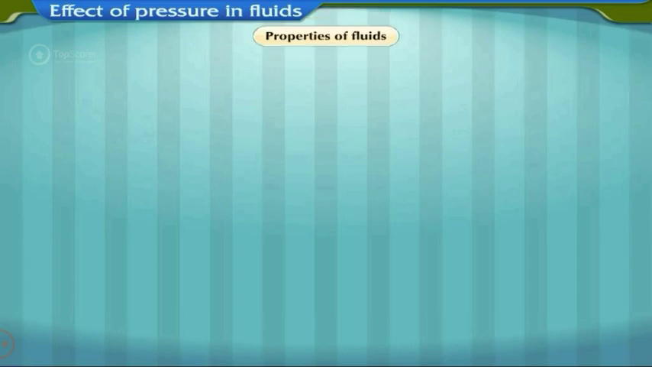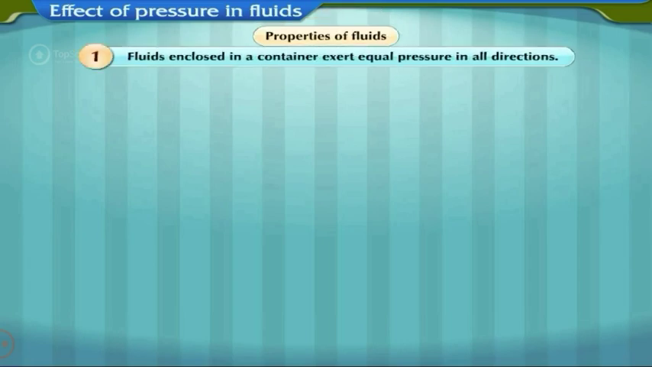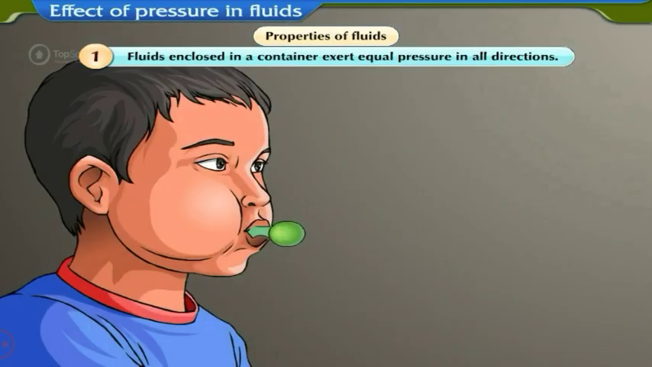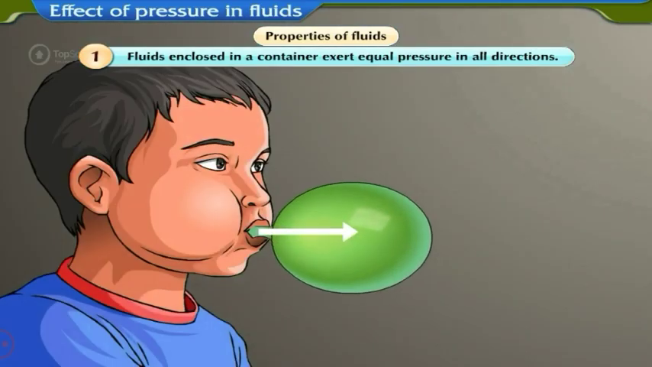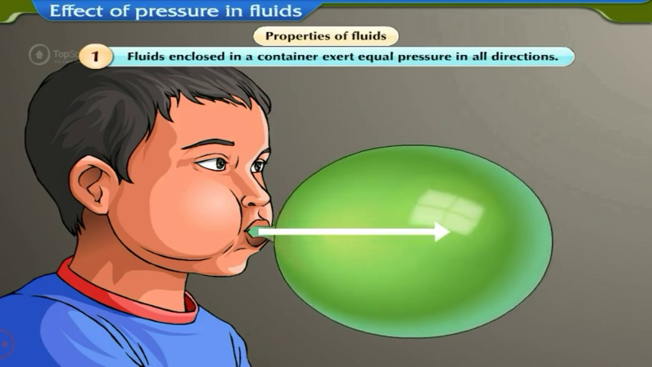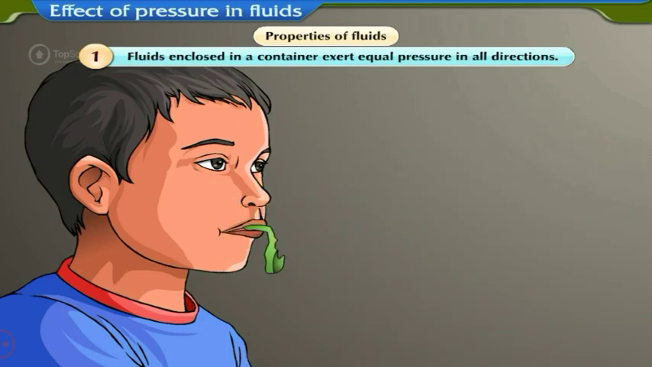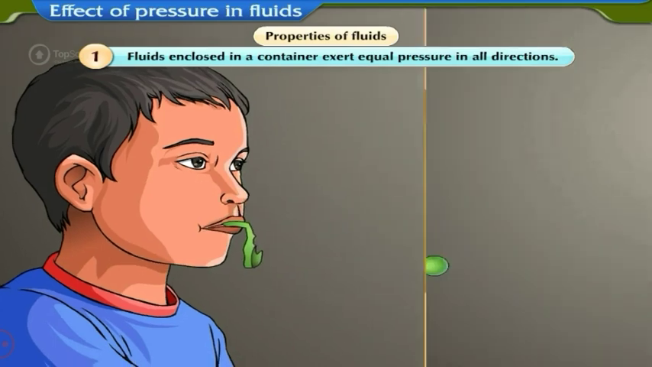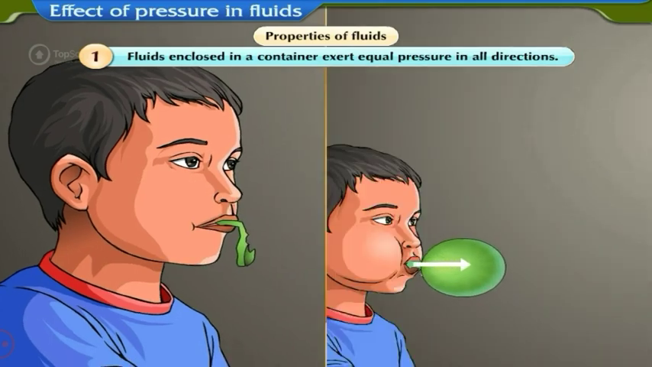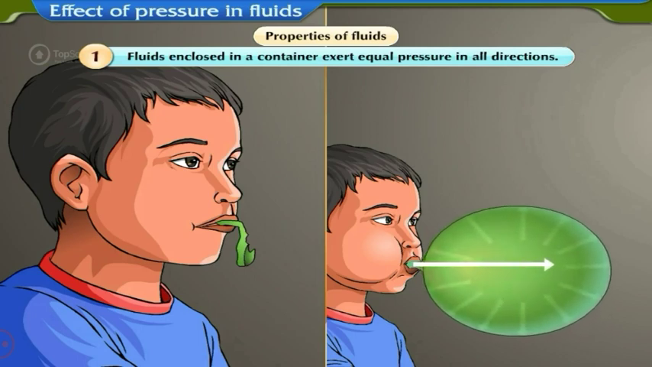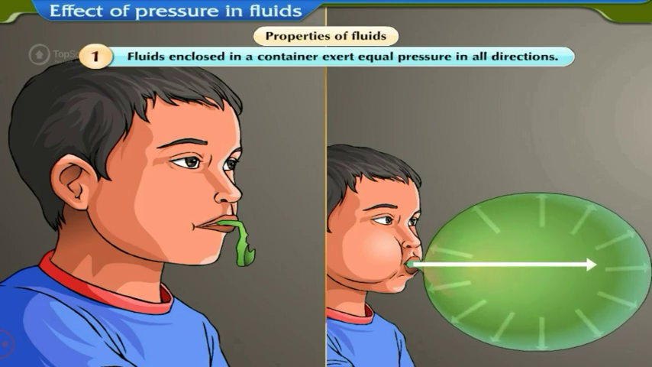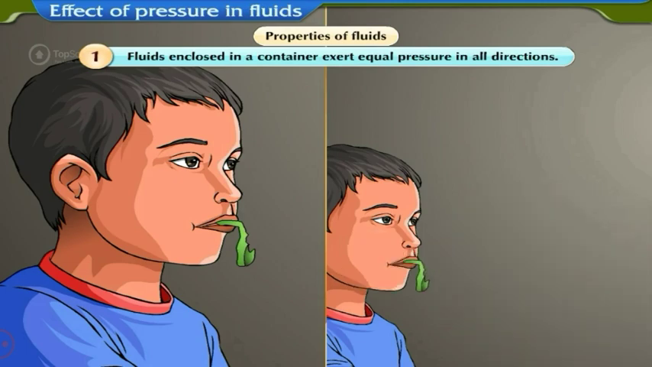Properties of fluids. Fluids enclosed in a container exert equal pressure in all directions. When we blow air into a balloon, it gets inflated. As we keep blowing air into the balloon, it bursts after a certain size is reached. This happens because the air in the balloon exerts pressure on the walls of the balloon. When this pressure becomes large enough, the balloon bursts.